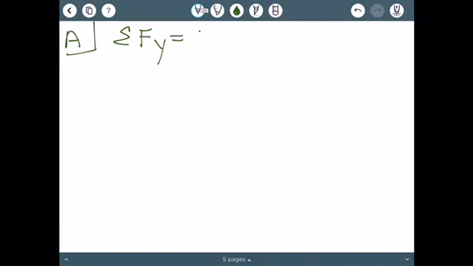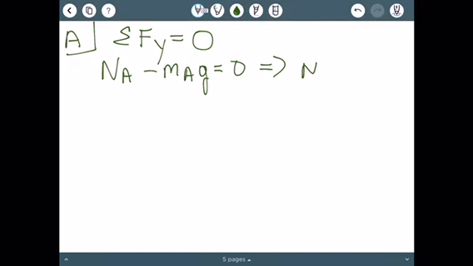For A, we know that the sum of forces in the y is 0. It's not jumping or going through the floor. So the normal force minus the weight must be equal to 0. So the normal force has the same magnitude as the weight.